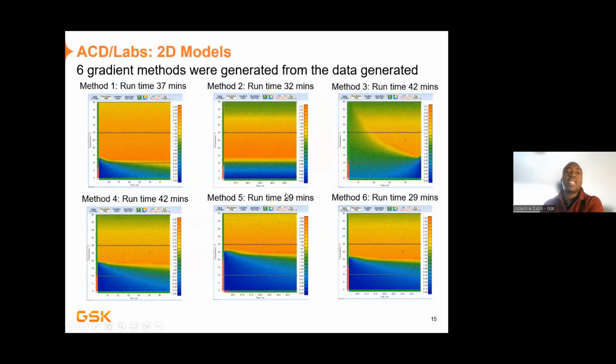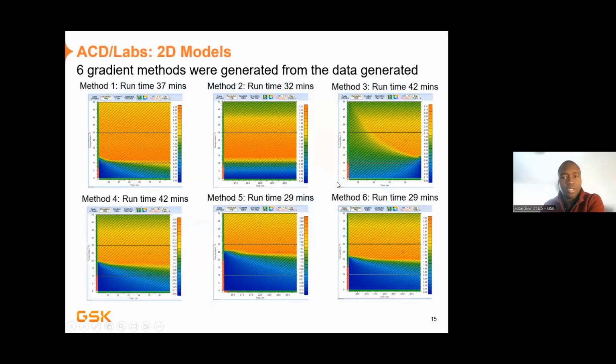So what that means is I can actually modify the column temperature and also modify the gradient: how fast or how steep the gradient is changing, and also adding hold times within, to try and see what will be the best method that will give me the best resolution between those peaks. So I was able to then create 6 methods from the model we generated, and I was able to transfer them down to the instrument.